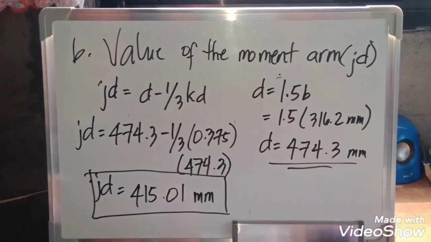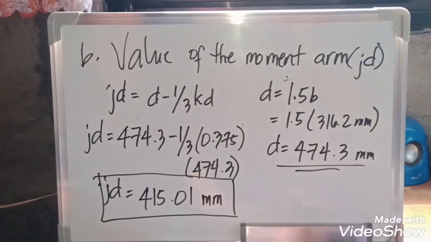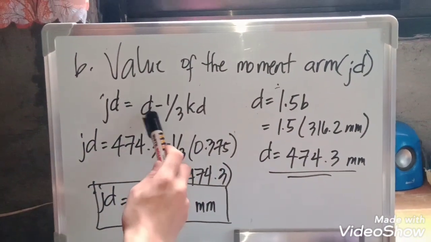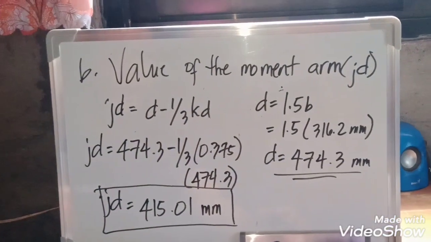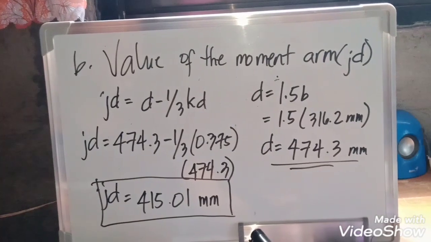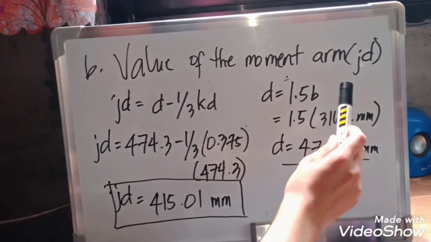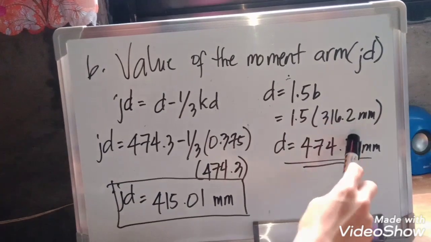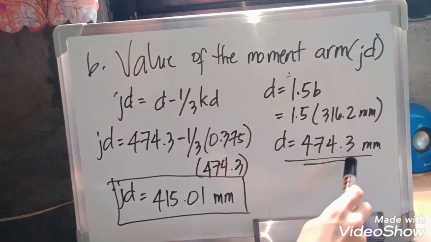So the second one that we have to find is the value of the moment arm, which is also denoted as JD. The formula of JD is equal to D minus 1/3 times KD. Since we haven't found D, we have to find D first, which is equal to 1.5 times P. We all know that our P is 316.2 millimeter, so the resulting D is equal to 474.3 millimeter.